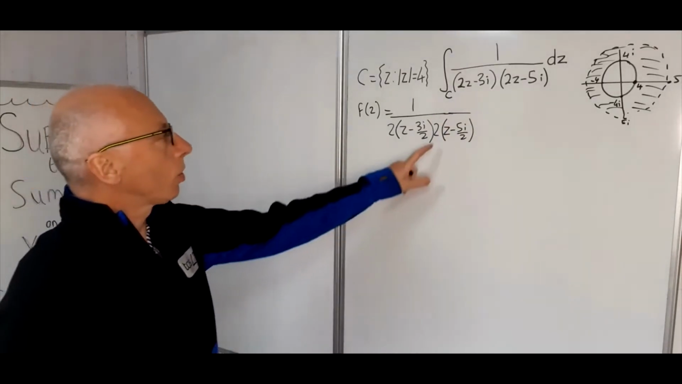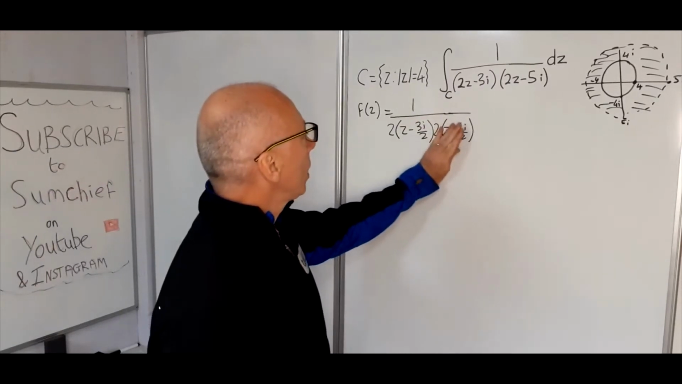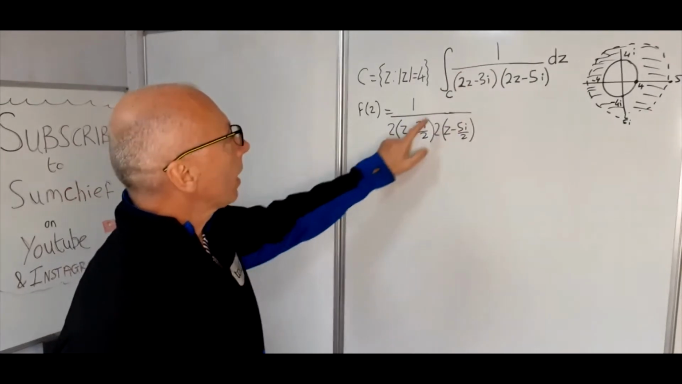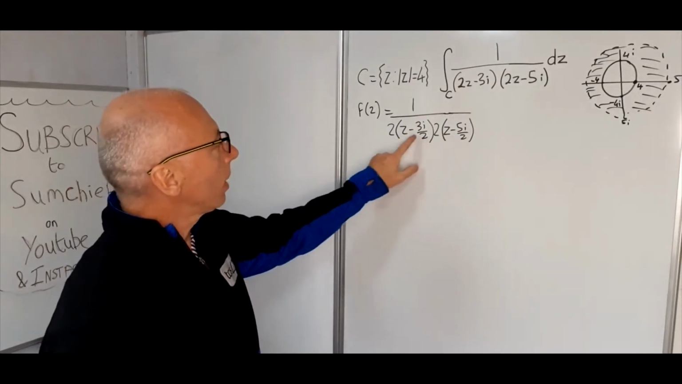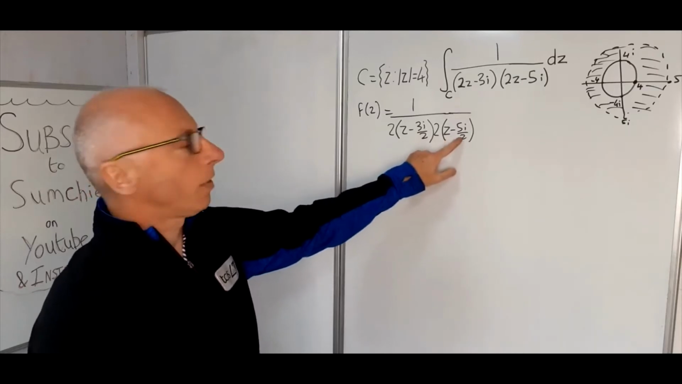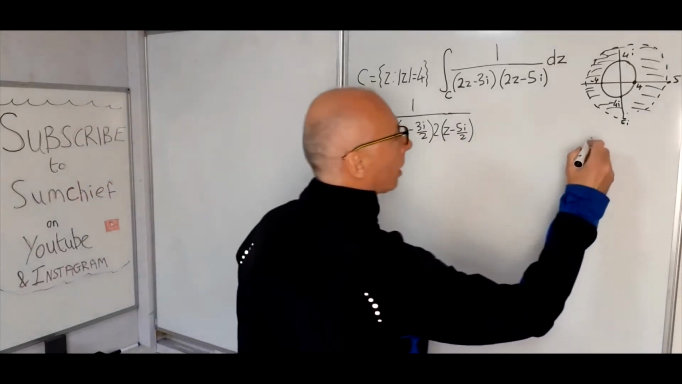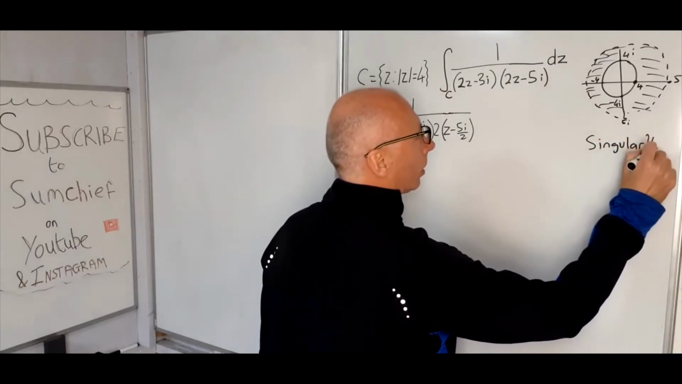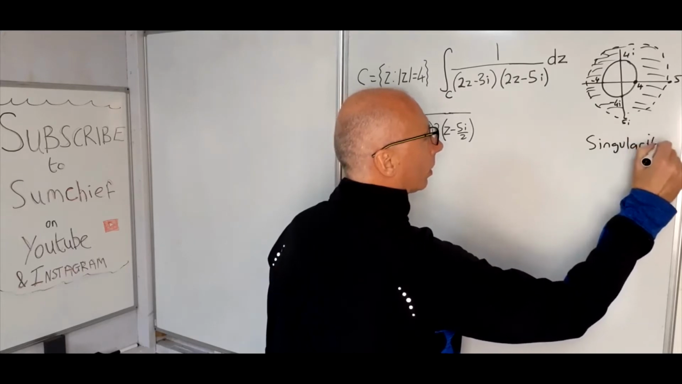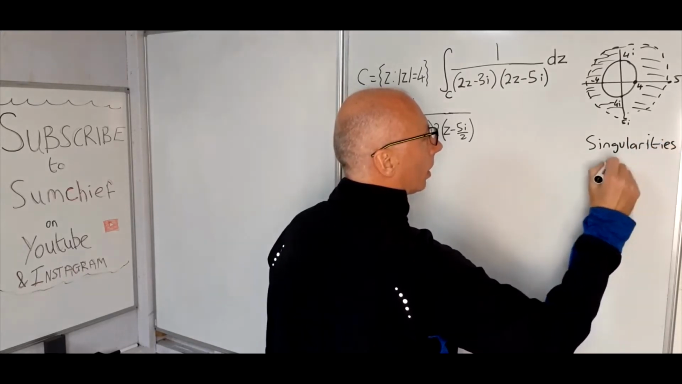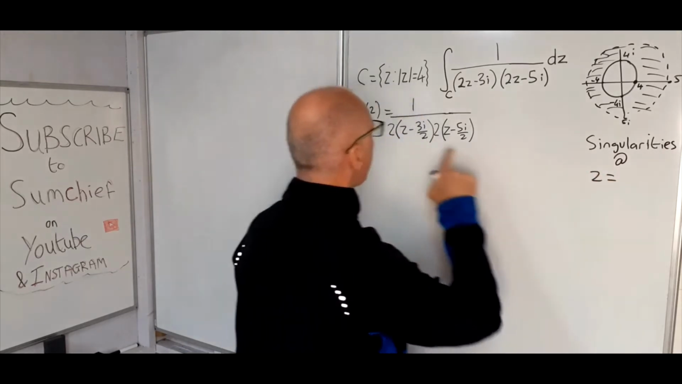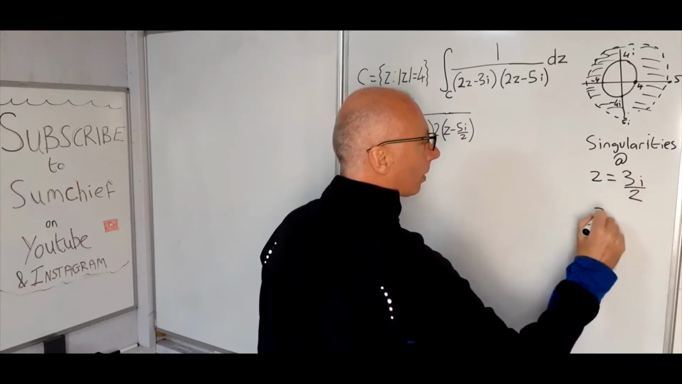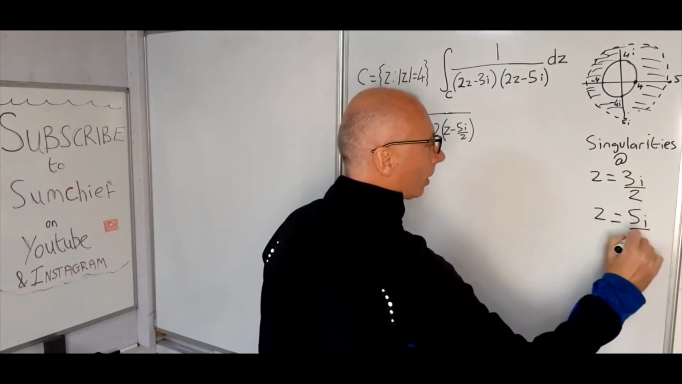And then what we can do, we can use the cover-up method and cover up each one of these at the singularities here. So you can see this function here is analytic everywhere except when z is 3i over 2 or 5i over 2. So we can say singularities at z equals 3i over 2 and z equals 5i over 2.